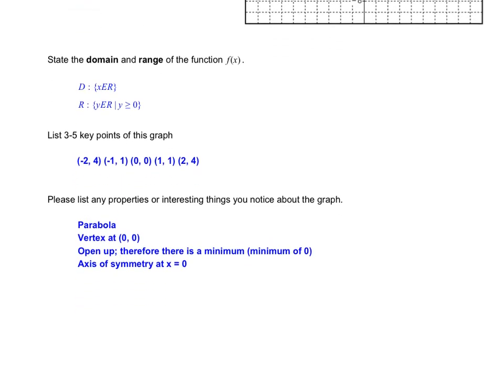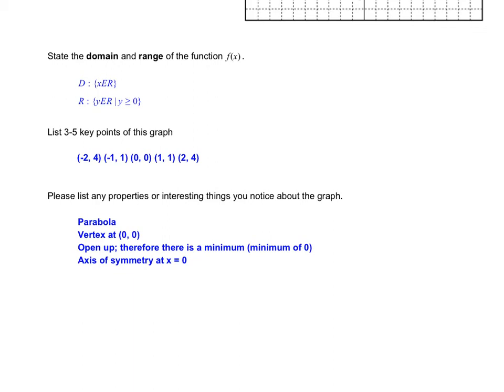So for the key properties, I wrote that it's a parabola. The vertex is at (0, 0). It opens up, so there's a minimum of 0. That's your optimal value. And the axis of symmetry, that's that vertical line that cuts the parabola in half, has the equation x equals 0.